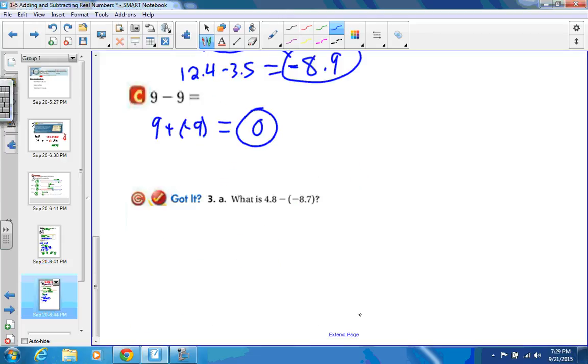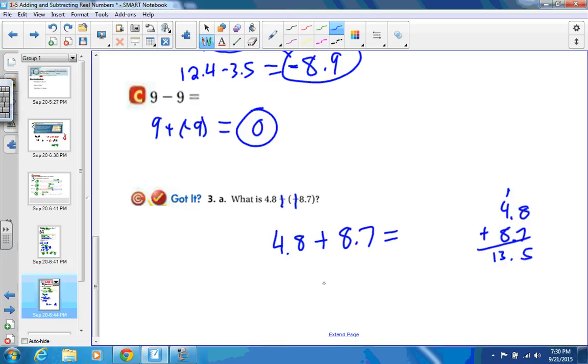Alright, one more. Try this one on your own. What is 4.8 minus a negative 8.7? Go ahead. At least start it out and rewrite it how it should be rewritten in addition. Alright, so make sure when you have two negatives next to each other, you change them both to positive. So you have 4.8 plus 8.7. I'm going to do it off to the side here. 4.8, 8.7, 15 there. So carry the 1, you get 13.5. Both positive, so the answer is positive.